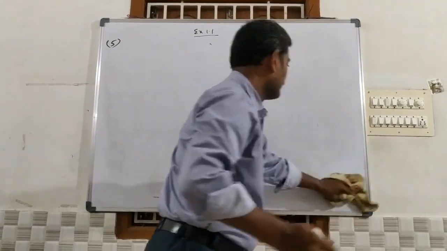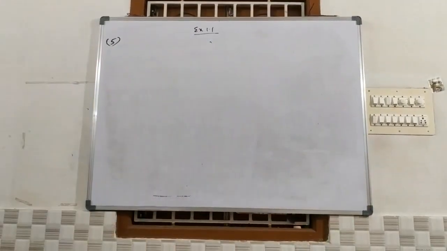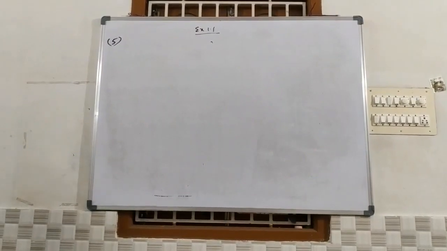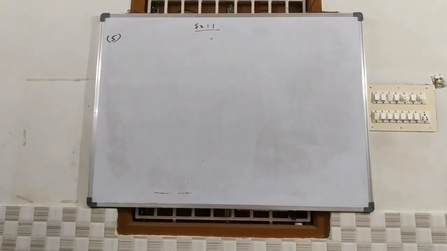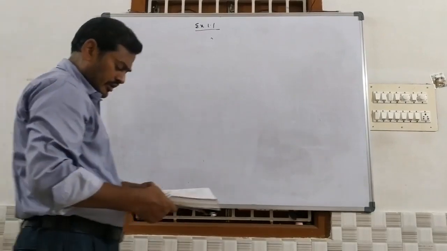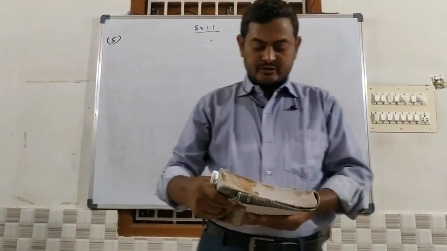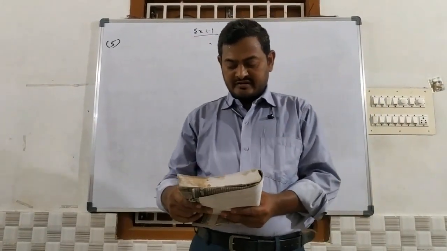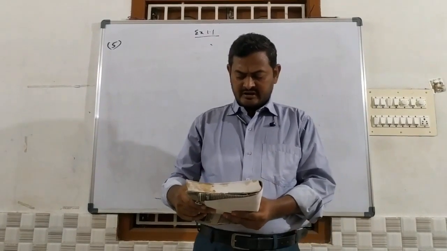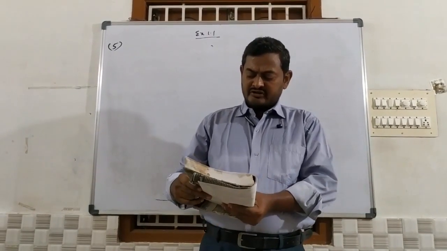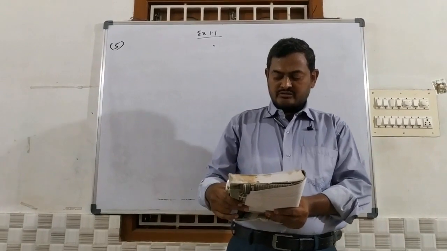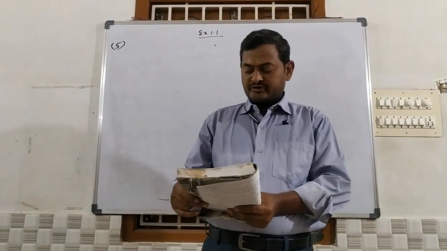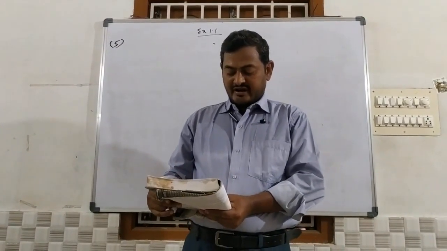Now if you go for the fifth question, what is the fifth question? Mohan deposits rupees 2000 in his bank account and withdraws rupees 1642 the next day.